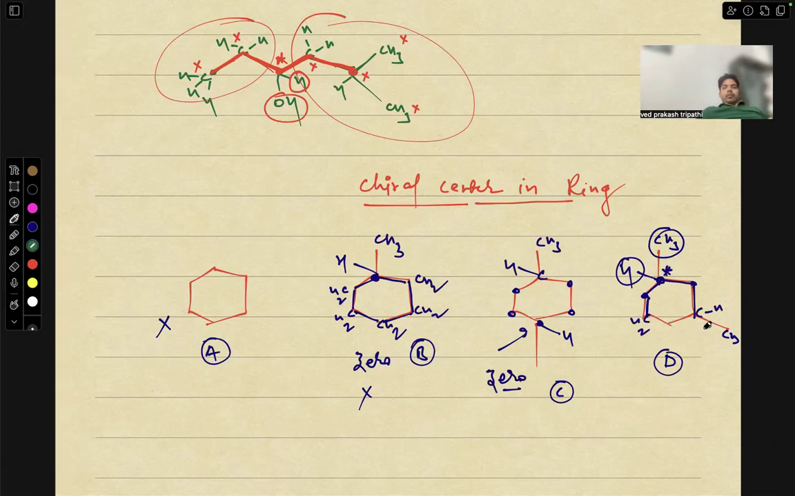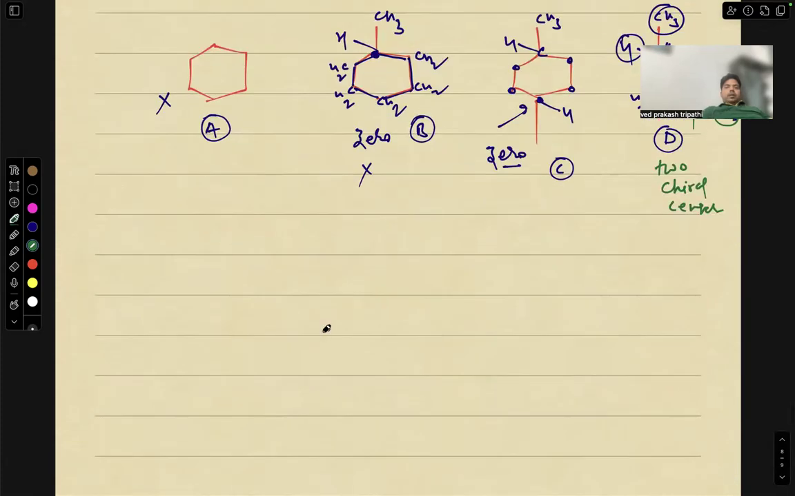Same thing you can apply for this carbon: hydrogen different, methyl different. This is CH2, this is CH2. Now this is CH2 and this is CH3. So this one is also chiral. So we have 2 chiral centers. So the number of stereoisomers would be equal to 2 to the power n, where n is equal to the number of chiral centers.